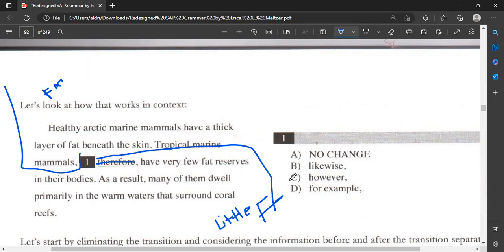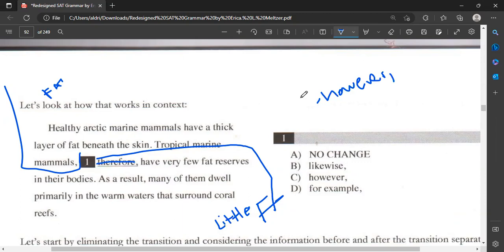Now, remember, I told you guys, don't be scared: words like however can be in the middle of a clause. They'll be surrounded by commas, working like non-essential clauses. However can be in between a sentence, surrounded by commas. Otherwise, the only other time is starting a new sentence. When I say starting a new sentence, I mean beginning a new sentence.